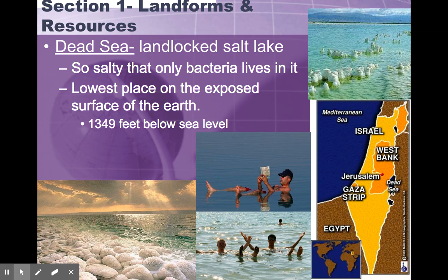It is the lowest place on the exposed surface of the earth. It's 1,300 feet below sea level. So the lowest you can go on the surface of the earth is here.